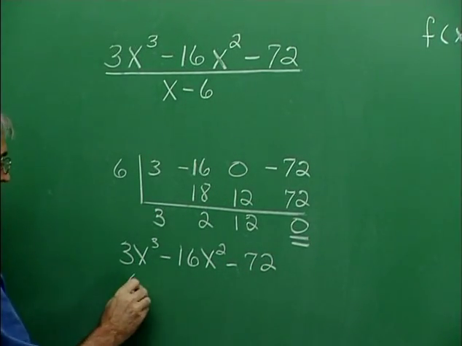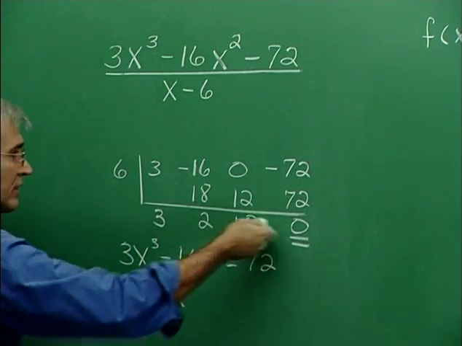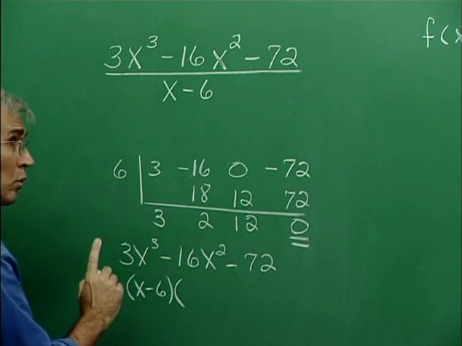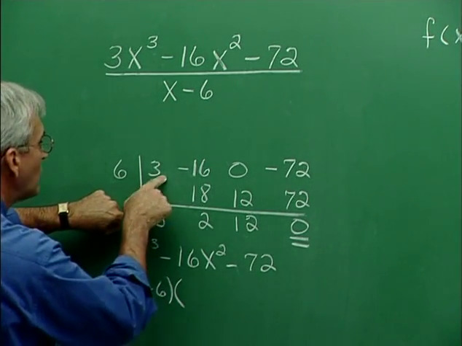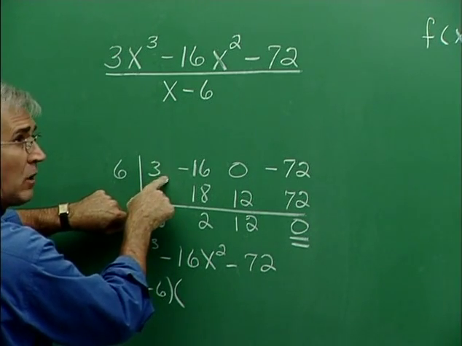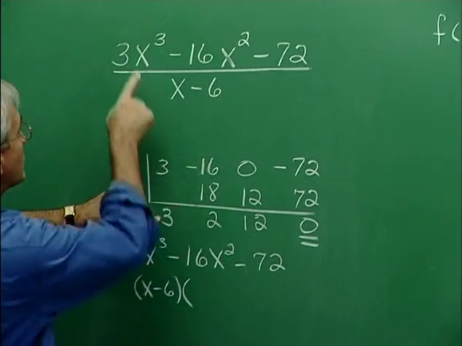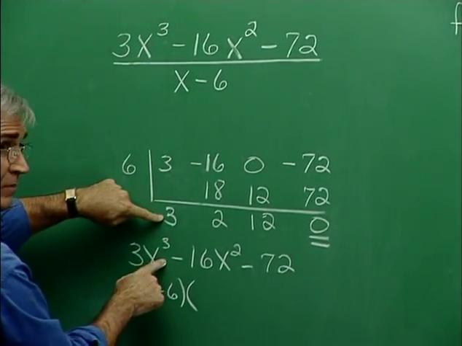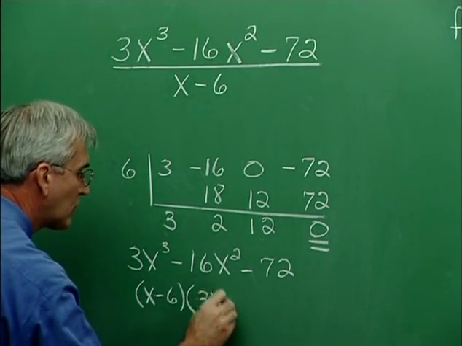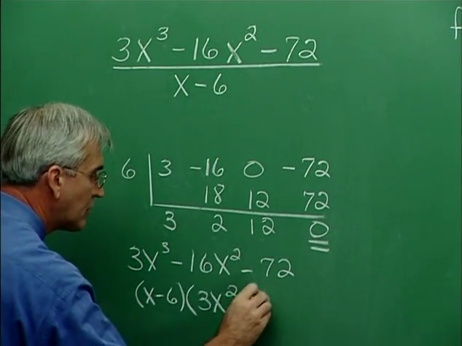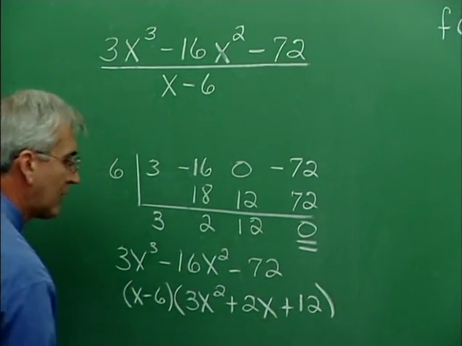our divisor was x minus 6, and our answer in this synthetic division process was, well, let's see, it's 3x to an exponent 1 smaller than the exponent on the term implied by this entry. Now remember, this came from the 3x cubed. It came from this business. So what we have here is 3x squared, and then plus 2x, and then plus 12 as the factored form.